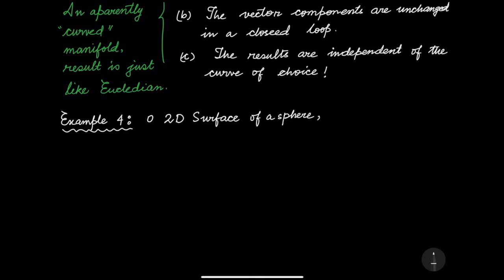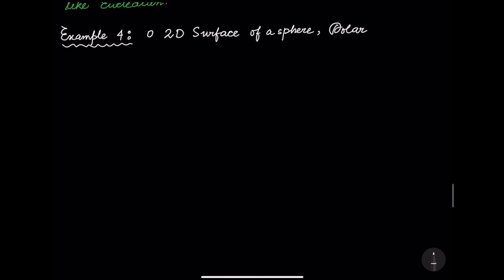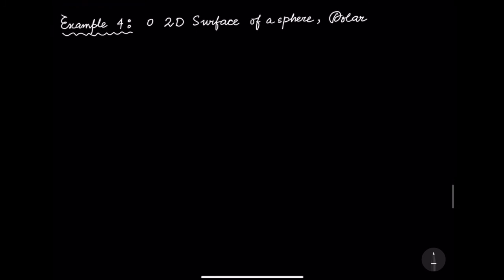And this will be polar. I'll not write 2D polar because you may confuse it with the polar coordinates on the two-dimensional Cartesian system. This is a polar coordinate on the surface of the sphere. So it will be clear once I say what the coordinates are. The coordinates x1 is theta and x2 is phi, the two angular coordinates.